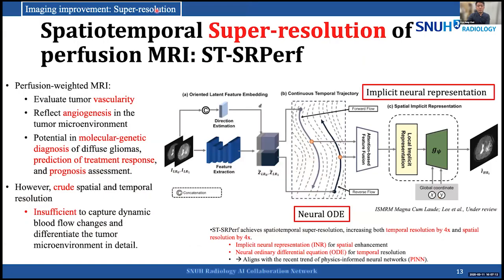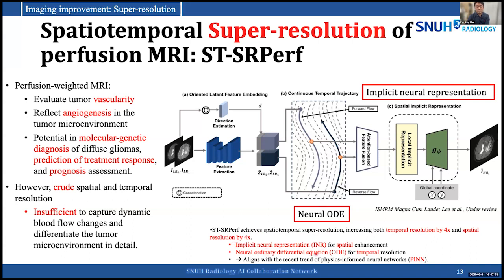Next topic is about super resolution, particularly for perfusion MRI. As you know, PWI evaluates the tumor vascularity and has potential in molecular genetic diagnosis, prediction of treatment response, and prognostication. However, the crude spatial and temporal resolution is insufficient to capture dynamic perfusion changes and detail the tumor microenvironment. We proposed the simultaneous spatial temporal super resolution framework, STSR-PERF, which increases temporal resolution by 4 times and spatial resolution by 4 times.